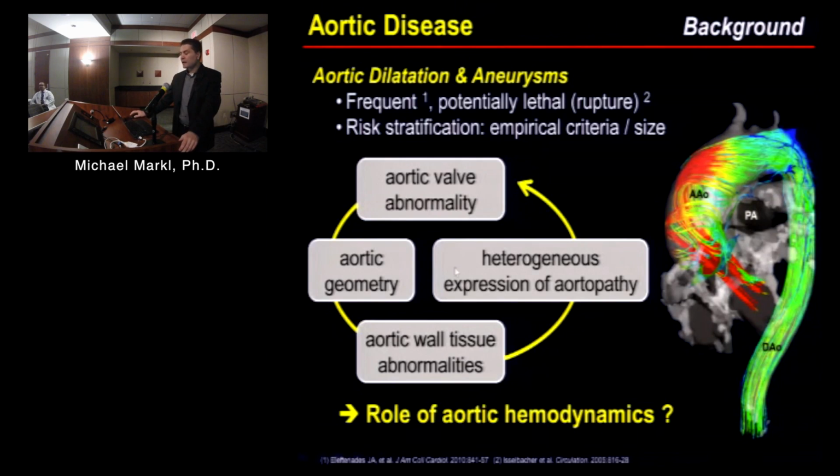It's often tied to aortic valve abnormalities, and there are a number of things that play together. It's a complex disease. It's probably related to aortic geometry. There are aortic wall tissue abnormalities. There could be a genetic predisposition, as in Marfan syndrome. The expression, or the phenotype, of aortopathy is very heterogeneous, and it's unclear what the role of aortic hemodynamics, or aortic blood flow, is in this case.